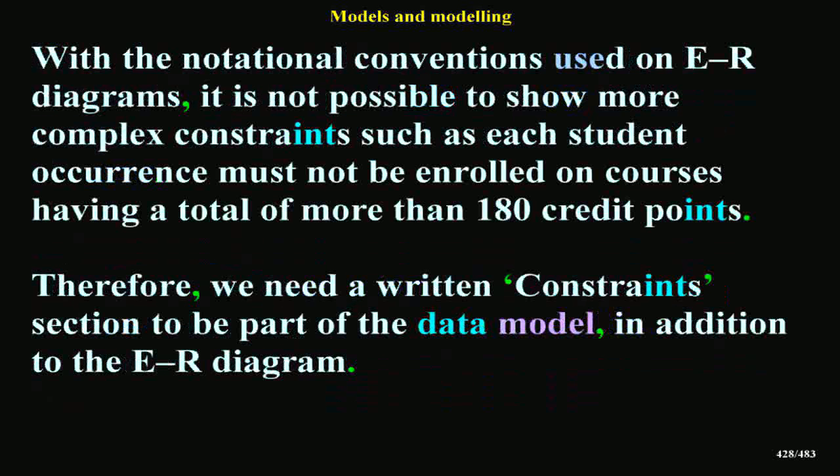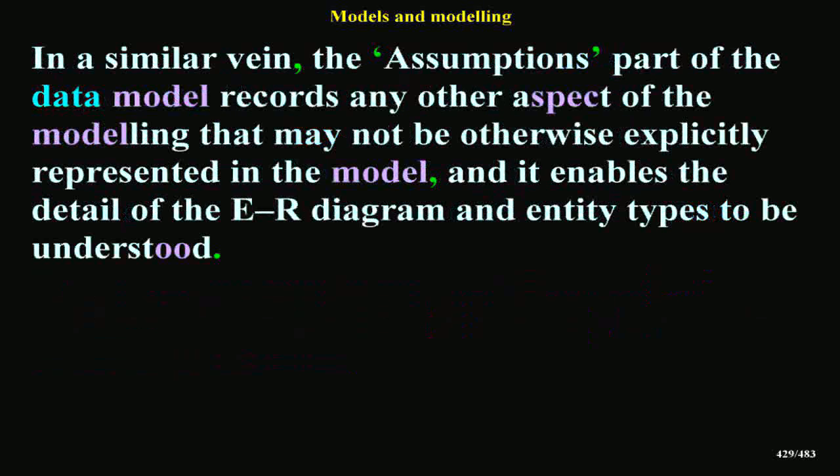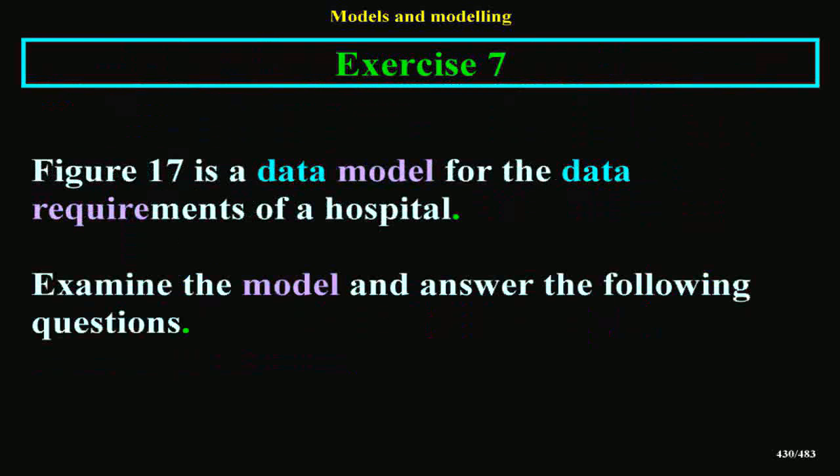With the notational conventions used on ER diagrams, it is not possible to show more complex constraints such as each student occurrence must not be enrolled on courses having a total of more than 180 credit points. Therefore, we need a written constraints section to be part of the data model, in addition to the ER diagram. In a similar vein, the assumptions part of the data model records any other aspect of the modeling that may not be otherwise explicitly represented in the model, and it enables the detail of the ER diagram and entity types to be understood. Exercise 7.